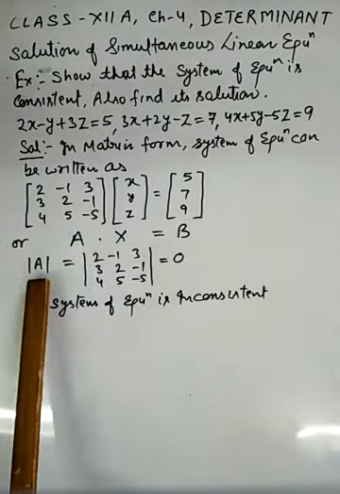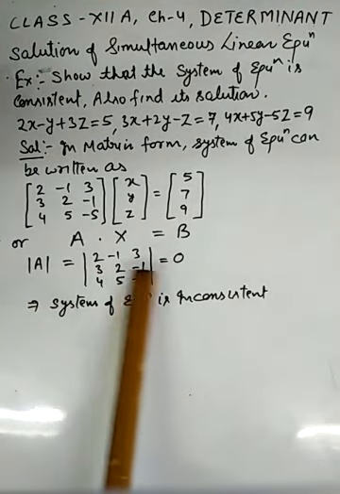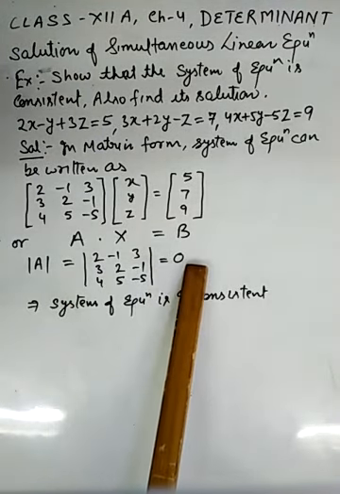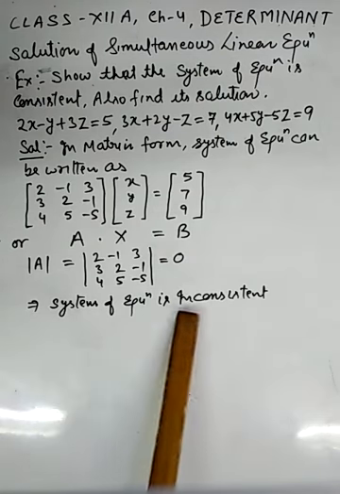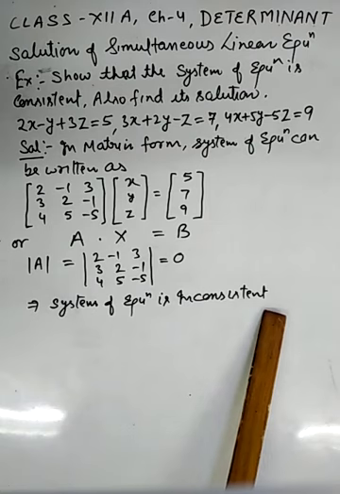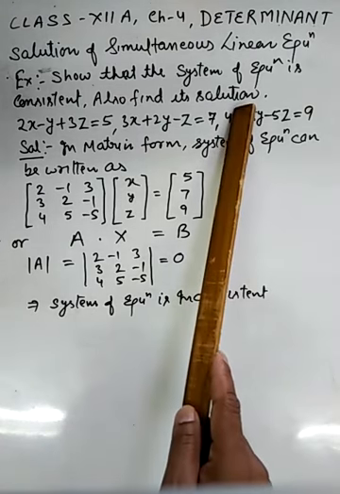If we find the determinant of A, on solving, we get it equal to 0. It shows that the system of equations is inconsistent, hence the solution does not exist.